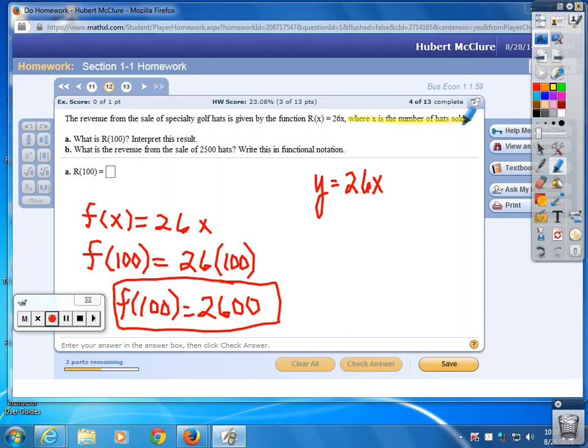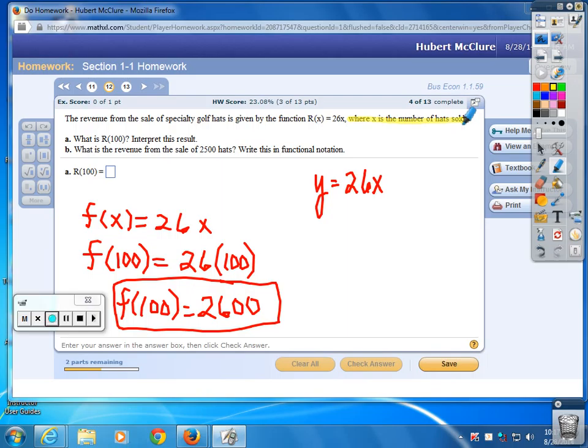So what does this 100 represent right here? X. So that means 100 what? Hats were sold. So if 100 hats were sold, then what does that leave this number to be? The revenue. Revenue is a 25-cent word for money coming in. So if you sell 100 hats, you're going to get $2,600 in the bank. Because each hat is worth $26? Pretty much. Yes, sir.